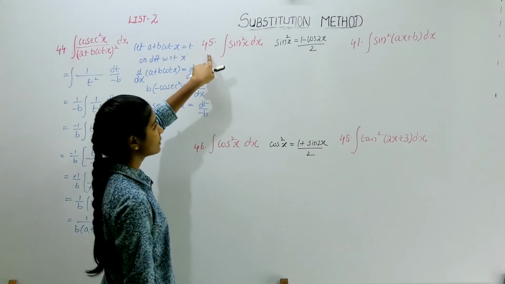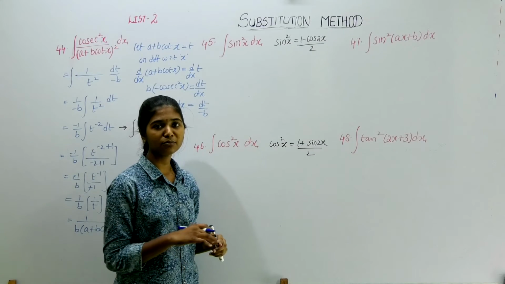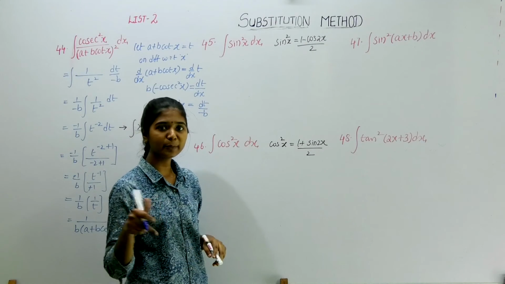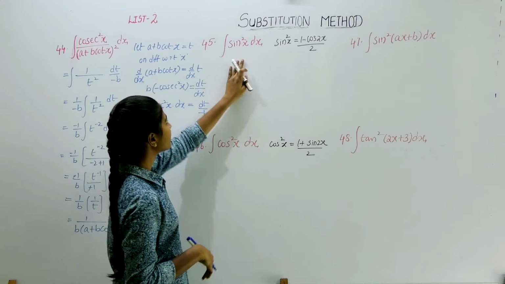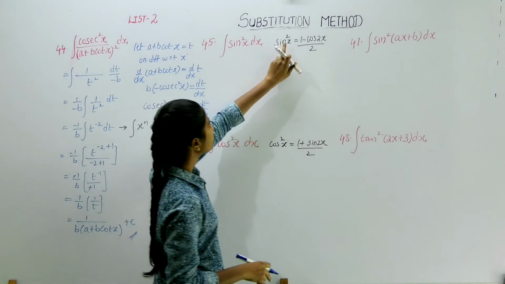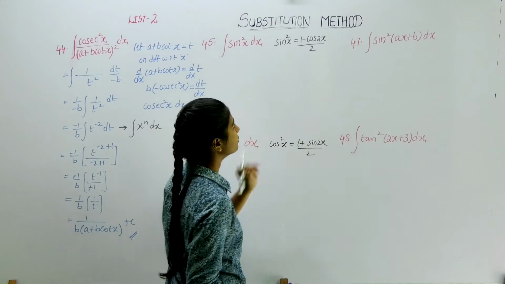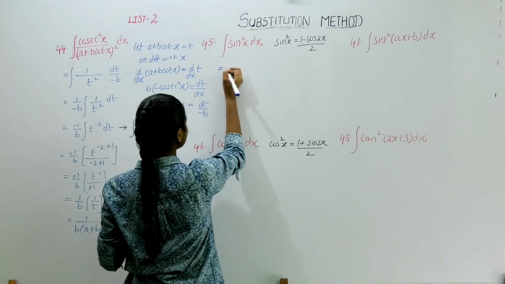Next one, 45th one. We have integral sine square x dx. We have a formula for integral sine x. It is minus cos x. For integral sine square x, we don't have a direct formula. In trigonometry, sine square x is equal to 1 minus cos 2x by 2. So I substitute this value here.